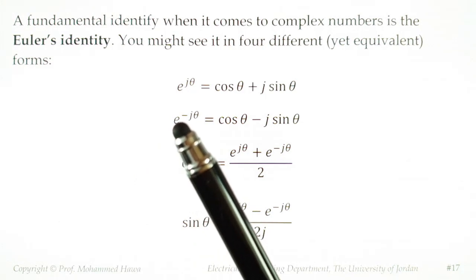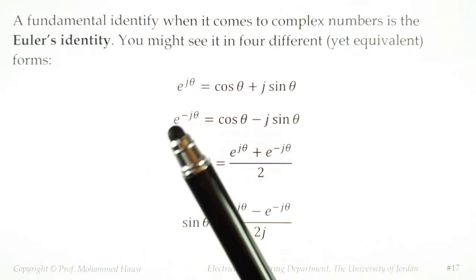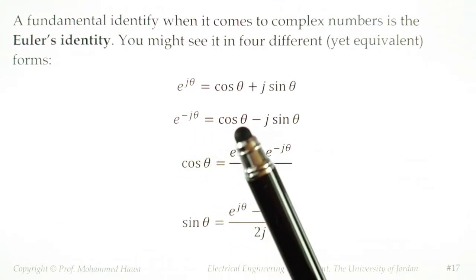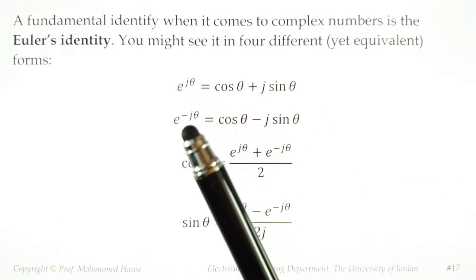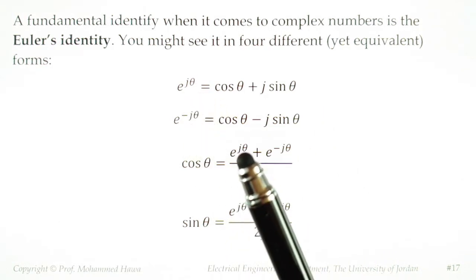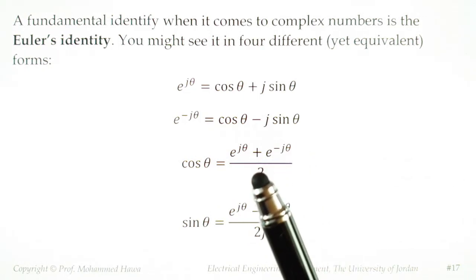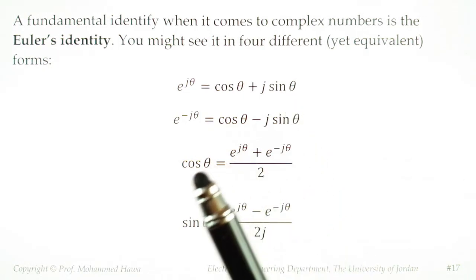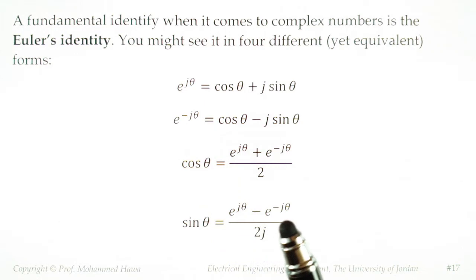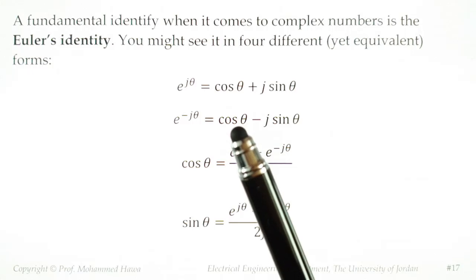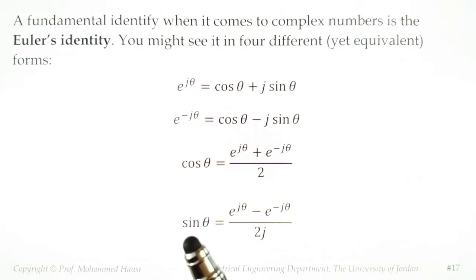If you introduce a minus sign in the exponent here, so you get e to minus j theta, this is equal to cosine theta minus j sine theta. By the way, if I add this plus this and divide by 2, so e to j theta plus e to minus j theta divided by 2, the sines will cancel out and what you're gonna get is cosine theta. Similarly, if you say e to j theta minus e to minus j theta and then you divide by 2j, the cosines will cancel out after subtraction and what you're gonna end up with is sine theta. All those forms are very important. Again, please remember them. They will be helpful later on.